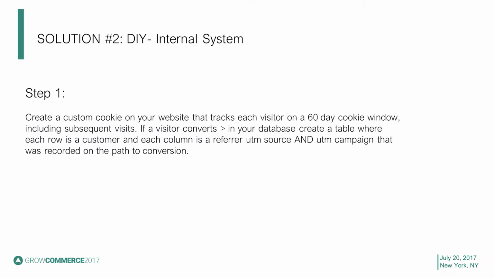So step 1, create a custom cookie on your website that tracks each visitor, let's say on a 60-day cookie window. Actually, I would recommend, now that I'm reading that, make it even longer, a longer cookie window. Include subsequent visits in that cookie data. So we have a cookie, somebody comes, we track the referring URL. Somebody comes back, we track the referring URL. We should be using UTM so that that data is structured. So we track the UTM source, the UTM campaign, the UTM creative. And as people are returning, we're dropping that into that anonymous cookie, okay?